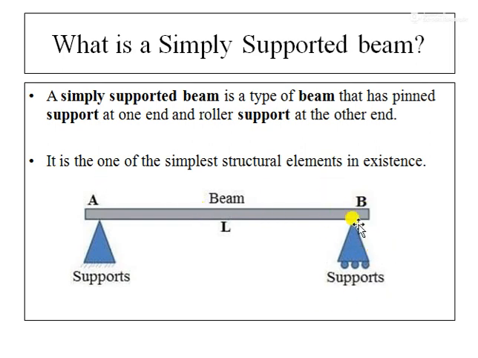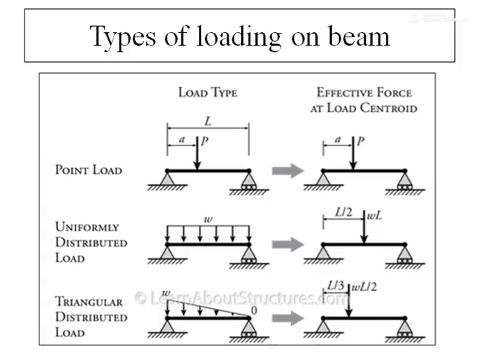In the diagram below, where I am moving my cursor, you can see that there is a beam AB with the length L, and it is supported by two supports. This is the pinned support, also called the hinge support, and the other support here is the roller support. It is one of the simplest structural elements in existence, and we are going to study the reaction process on the same. Now, what are the different types of loading which act on the beam?